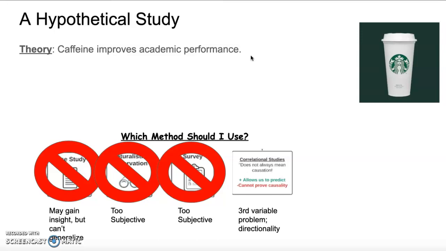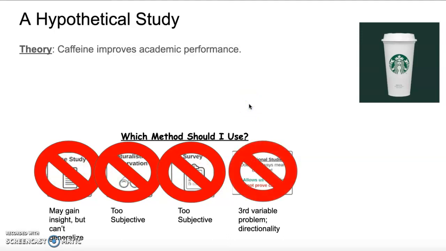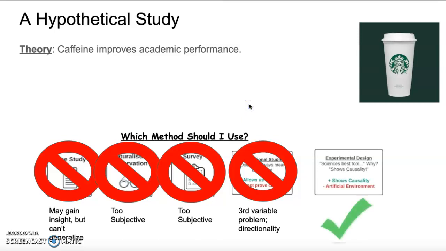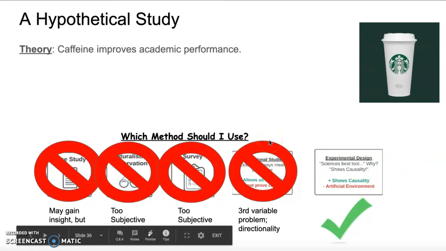And there might just be the case that for some reason, students who drink coffee just happen to also be better academic performers. So correlational studies could probably give us a lot more insight than these other three, but it still would not be our ideal theory. I think you know where this is going. The thing to use here is experimental design, and that's because this will show actual causality.